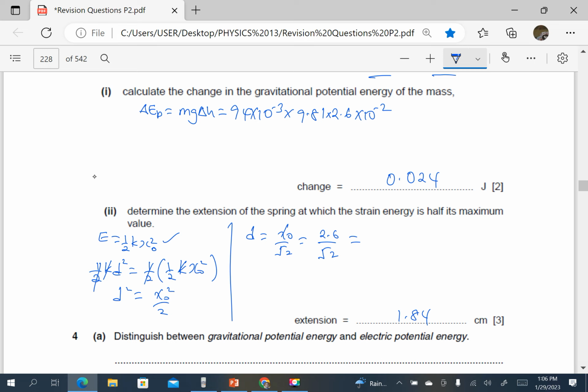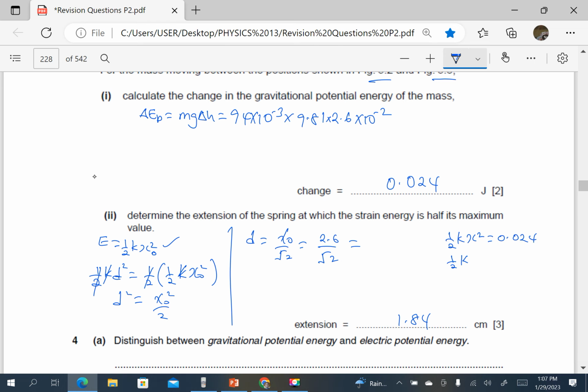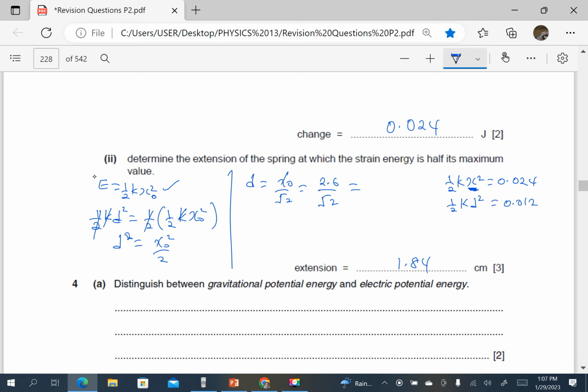You can also use the first value of energy, a half k x squared was 0.024 when it was x. Then the next one, a half k times d squared, is going to be equal to half of this maximum. So this is 0.012. So remember, this is 2.6. You combine the two equations, you're going to get 1.84. But me, I use the simple relations.